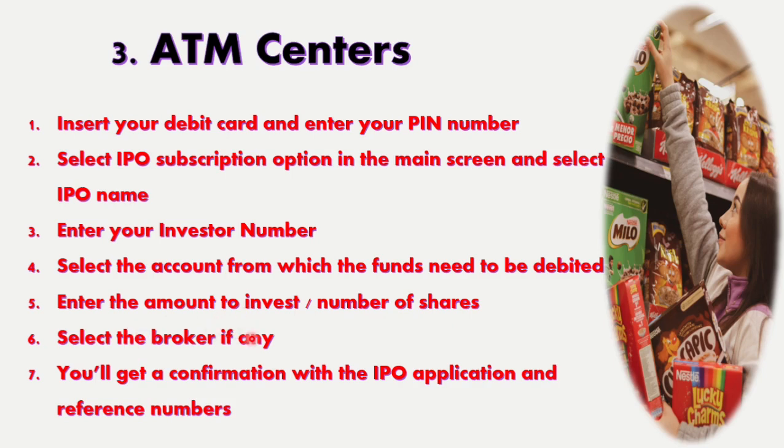And you need to select the broker. Suppose if the broker is not available, with the help of the NIN number itself, you need to confirm it, and you will get the reference number. This is the next way of subscribing to an IPO through the ATM centers. Again, I'm telling you, you need to insert the card and check from the main menu itself. If the IPO subscription is not available, the respective bank is not offering ATM subscription. Okay, that's the thing. If it is available, you can go this way.